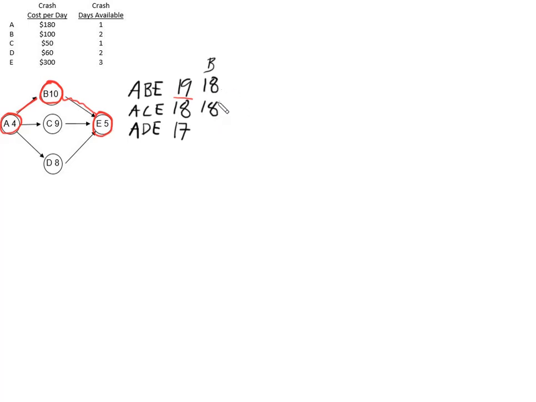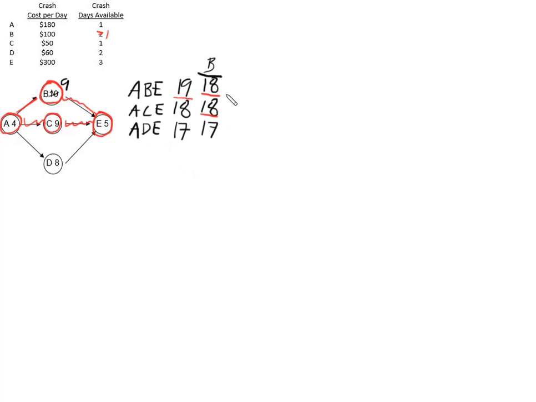A to C to E doesn't have a B in it, so it's unaffected and it stays 18 days. A to D to E also unaffected, stays at 18 days. So if we look at the longest paths through our network now, A to B to E still has the greatest length, but it also matches A to C to E. So this path is critical now. As far as housekeeping, it might be helpful to make a little note here. We could crash B one more time if we wanted to. B did take 10 days, but now it's down to 9.